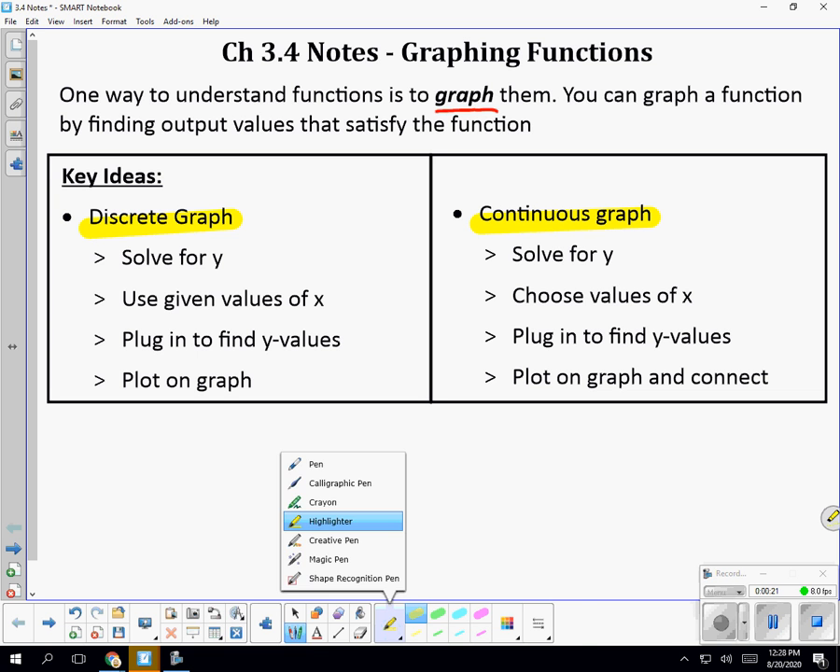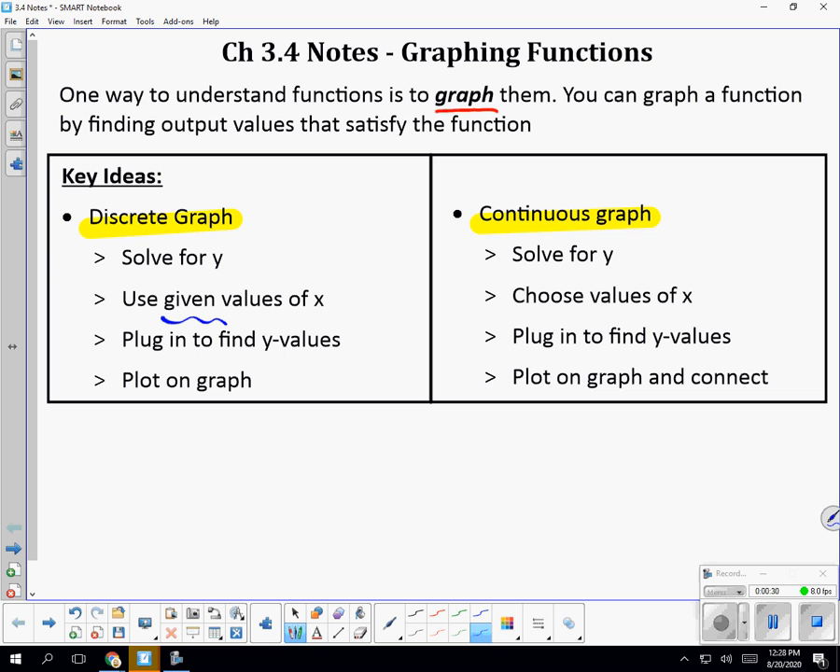Our key ideas for these two graphs is that for a discrete graph, we'll solve for y. Then we'll use given values of x. That's the key there, given values of x. We'll plug it in and find the y values, and we will plot those points on the graph.